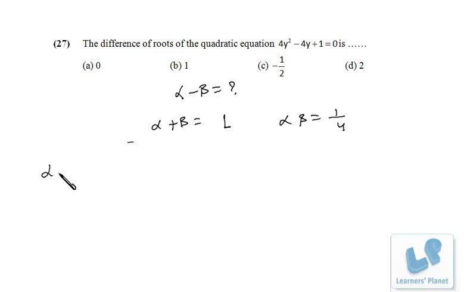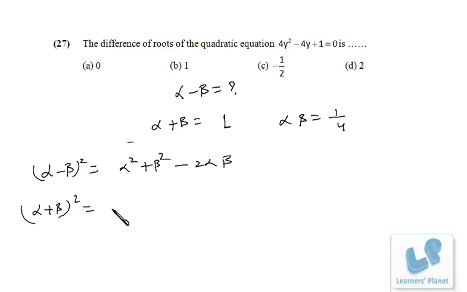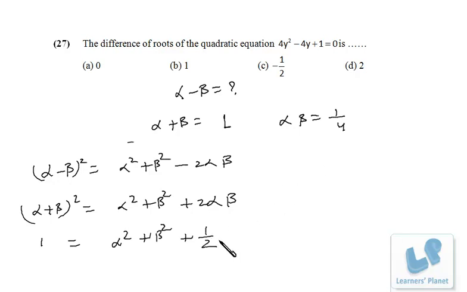Now what's alpha minus beta whole square? That's alpha square plus beta square minus 2 alpha beta. And alpha plus beta whole square is alpha square plus beta square plus 2 alpha beta, right? Now I just put the value of alpha plus beta and alpha beta over here, and I'll get the value of alpha square plus beta square, right? So it's 1 is equal to alpha square plus beta square plus 2 times 1 by 4, so it's 1 by 2. So alpha square plus beta square will be half.